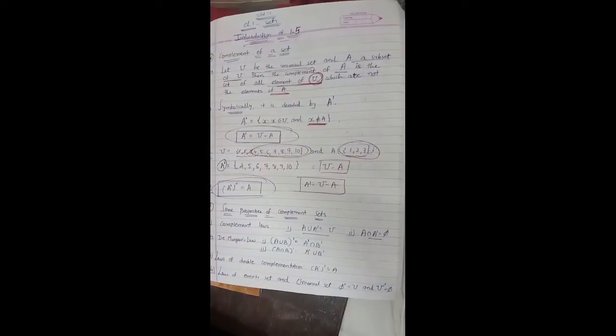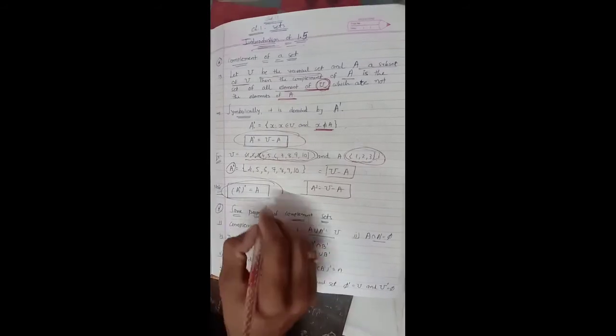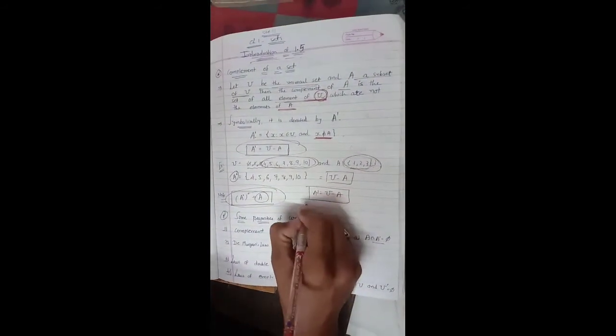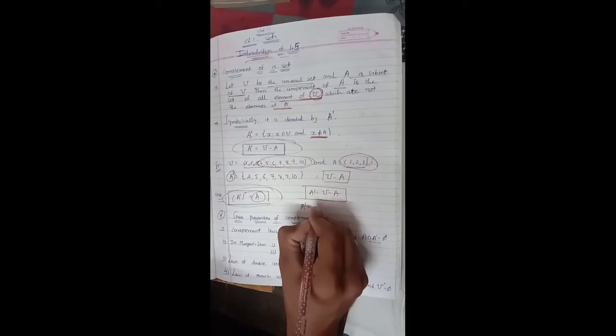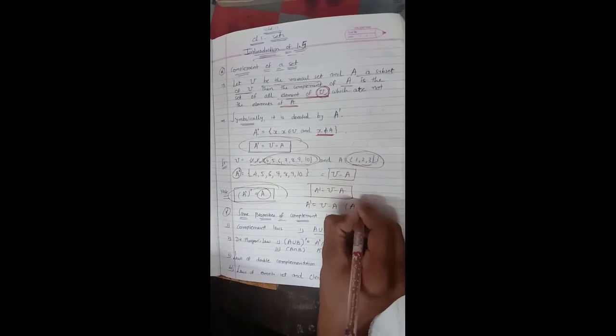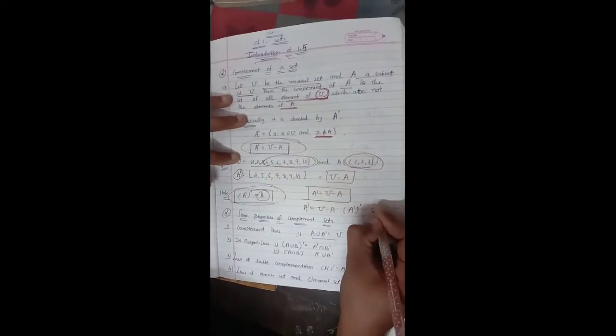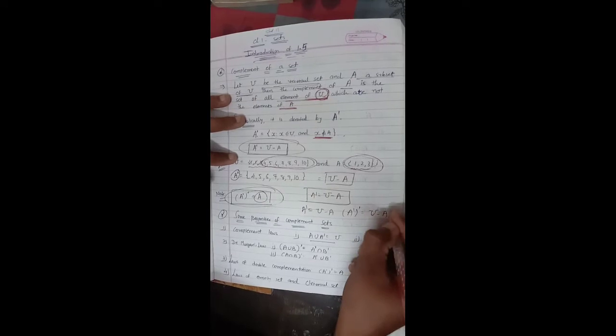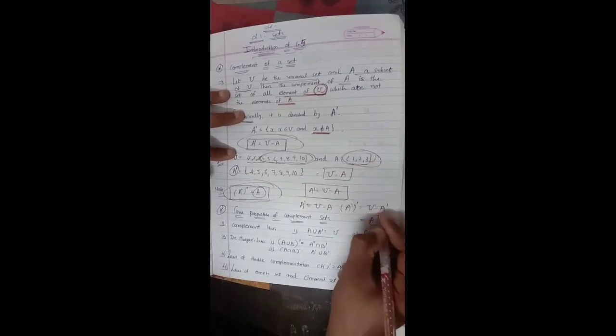This one is not okay. A dash of dash, A double dash, is equal to what? A itself. Clear? Like this. A dash, it means what? U minus A. And A dash of dash is equal to what? U minus A dash is equal to A itself.